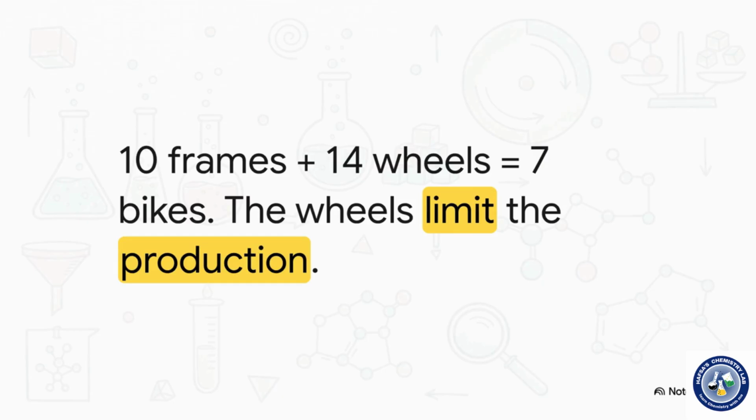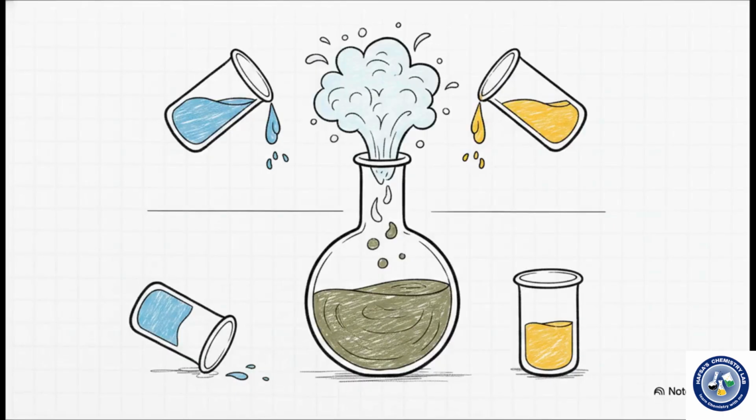Well, each bike needs 2 wheels, obviously. So those 14 wheels will only get you 7 completed bikes. You still have 3 frames just sitting there left over. But you have to stop building. Why? Because your production is entirely limited by the number of wheels. In chemistry, those wheels are exactly what we call the limiting reagent.